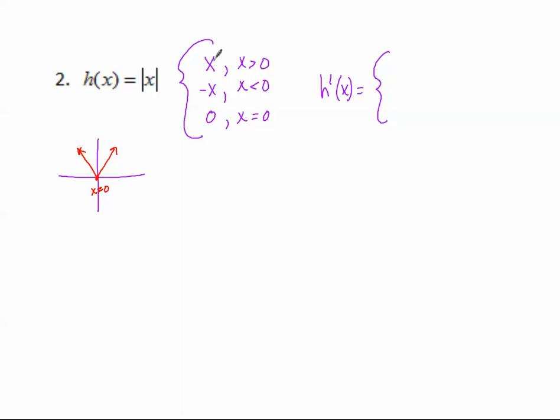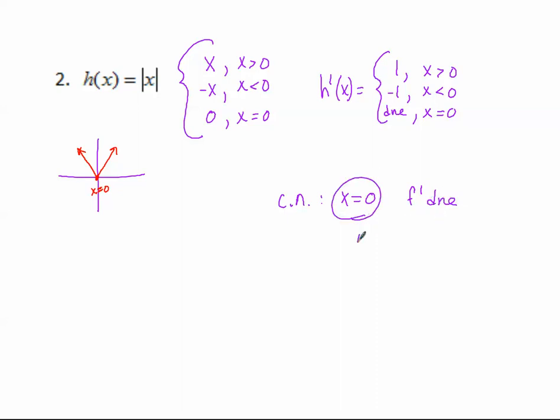The derivative of x is 1. The derivative of negative x is negative 1. And the derivative of just a point cannot be done. So at x equals 0, the derivative doesn't exist. So using our calculus, we can say the critical number is x equals 0 because that's where f prime does not exist. So there's our critical number because that's where the derivative doesn't exist.